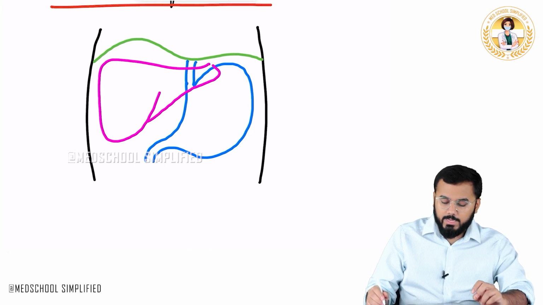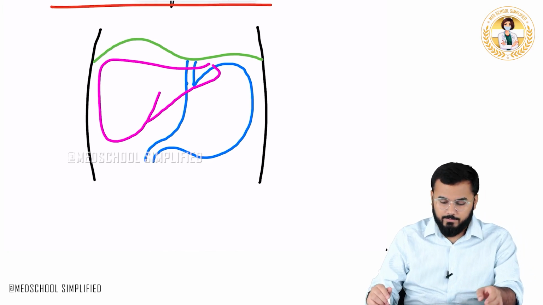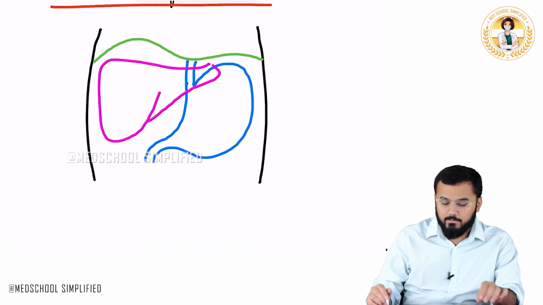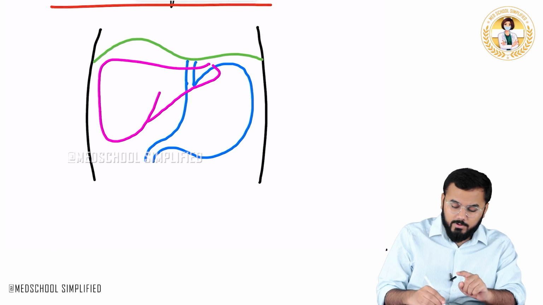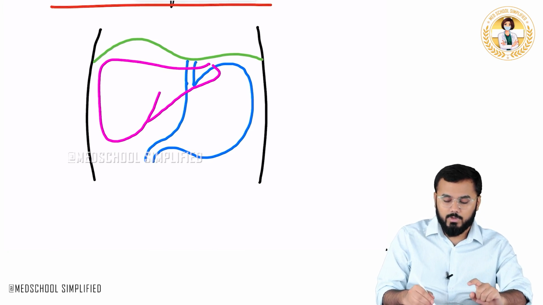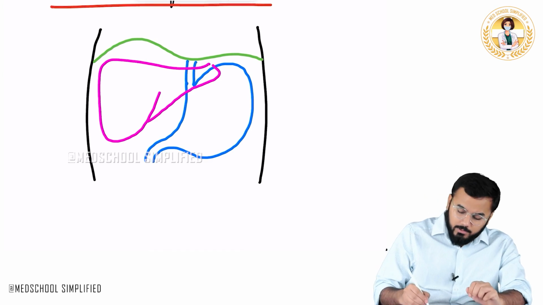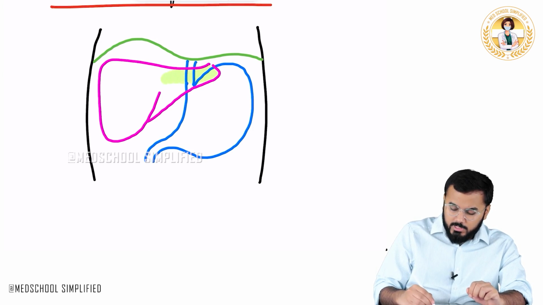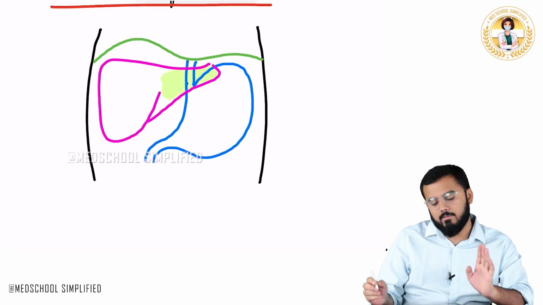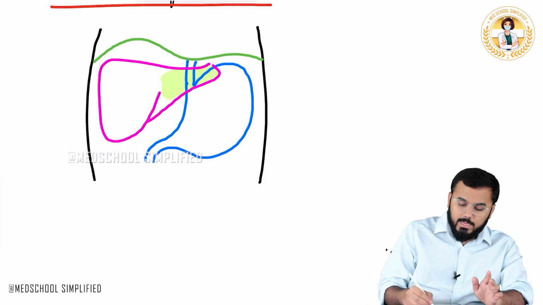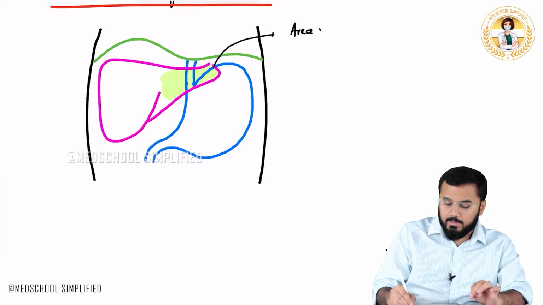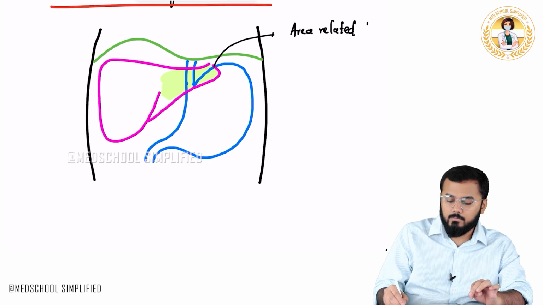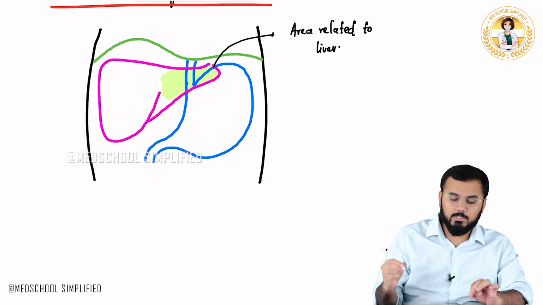Now if you look, this is just a two-dimensional diagram. What is important for us is the structures that are covering the stomach over here. If you carefully look, there are quite many structures. For example, see this area which I will be shading right now. This is the area of the liver that is covering the stomach. So this is the area related to the liver. This is one important thing.